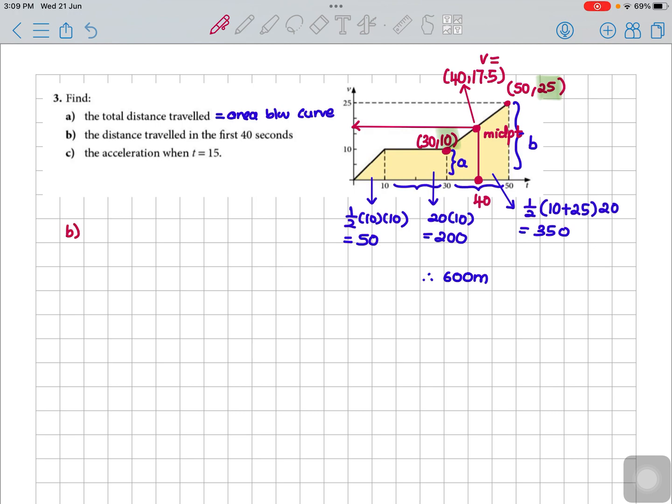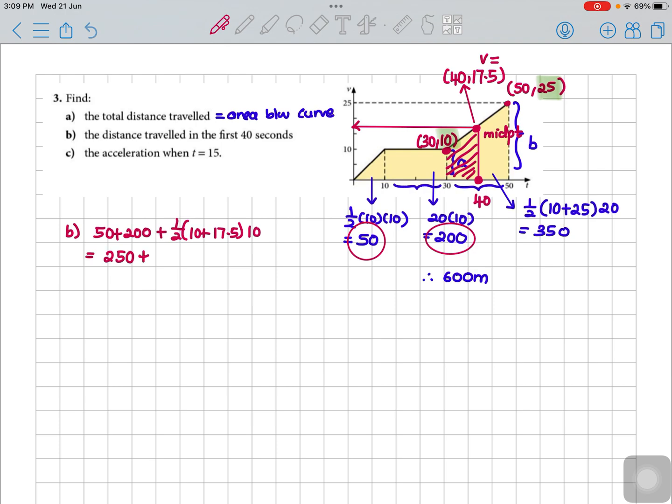For part B, I know that the first triangle gives me 50 metres and the rectangle gives me 200 metres. So what do I need to find? I just need to find this particular area now, and that is exactly your trapezium. So how do I do that? 50 plus 200 plus half. What's your A? 10. What's your B? 17.5. And what is your base? 10.